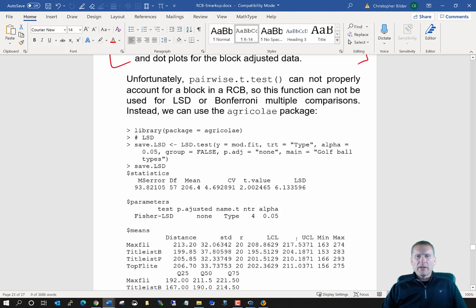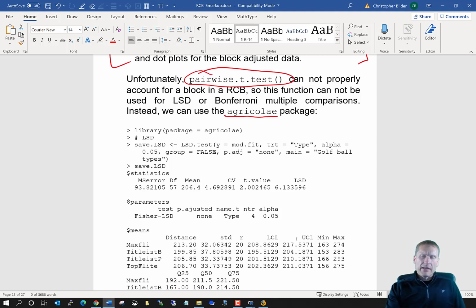Okay, well, what about these other multiple comparison procedures? Can we use those as well with an RCB? The answer is yes, we can. But unfortunately, we cannot use the pairwise.t.test function anymore. Instead, we're going to go back to a package that we looked at a little bit previously, called agricolae.